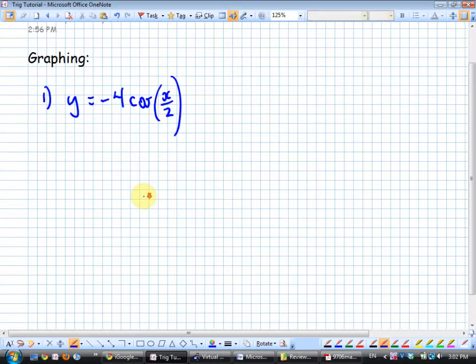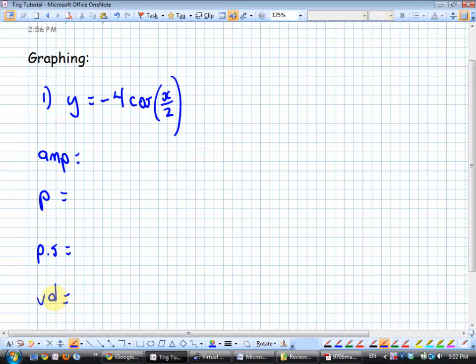I would still make a list, and on this question, I think the question will say something like this: graph the following and fill in the blanks. It'll say amplitude equals question mark, period equals question mark, phase shift, written out, equals question mark, and vertical displacement, also written out, equals question mark. And no matter what, I would always start out by filling this in.